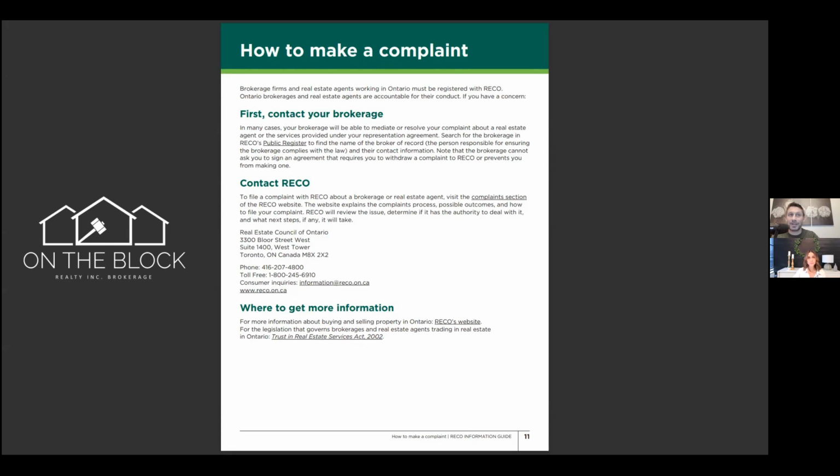More information about TRESA and the buying and selling process can be found at the RECO website, or for the detail of the new legislation, look up the Trust in Real Estate Services Act 2002 on the Ontario website. All links can be found in the electronic copy of this information guide.